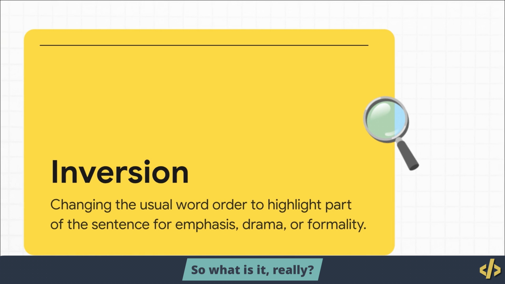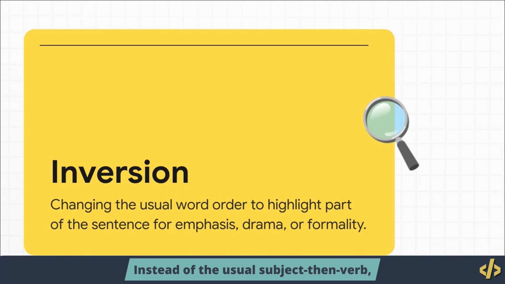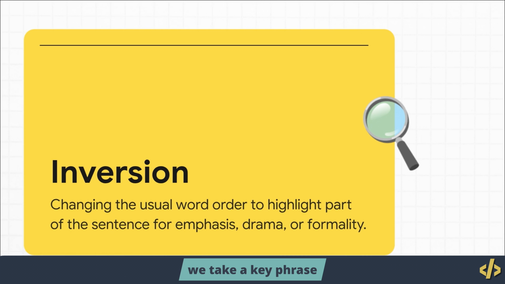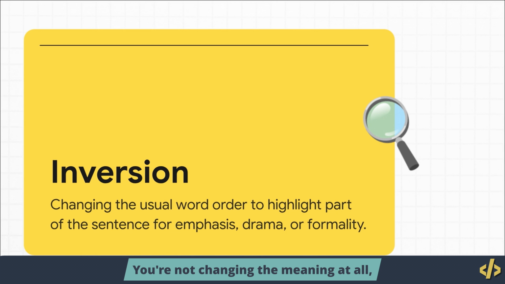So what is it really? Well, inversion just means flipping the normal word order. Instead of the usual subject then verb, we take a key phrase and move it to the front of the sentence to give it more weight, more punch. And the why is everything. It's all about adding emphasis, a little drama, or some formality. You're not changing the meaning at all, you're just changing the focus.